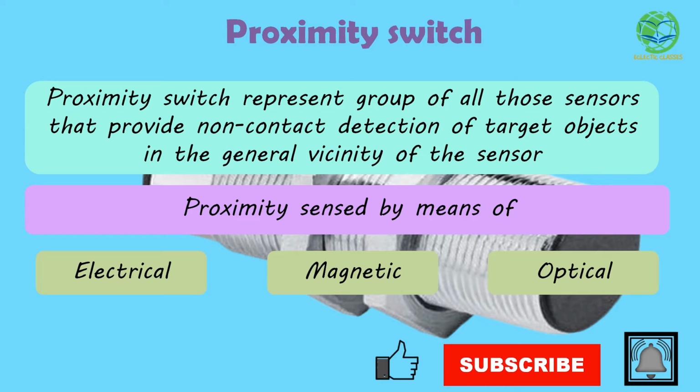They could be classified in categories like inductive, capacitive, ultrasonic, photoelectric, magnetic, etc. In this video, I'll be using the word switch and sensor interchangeably. So when I say either proximity switch or proximity sensor, I'm meaning the same thing.